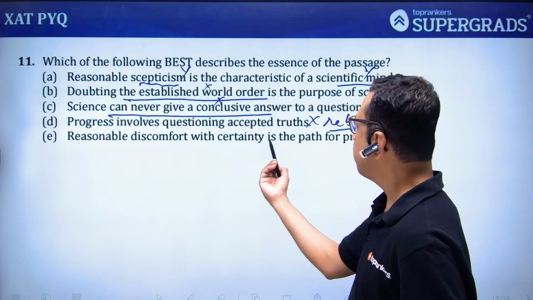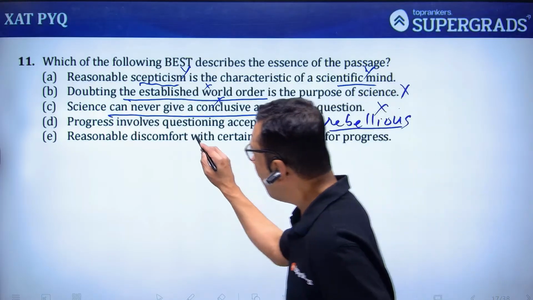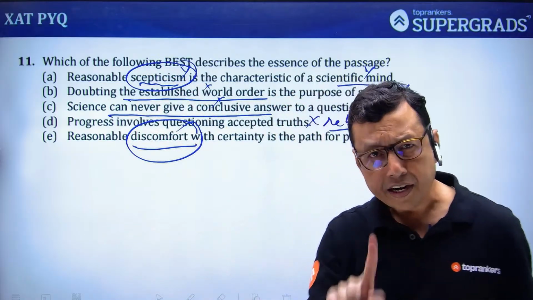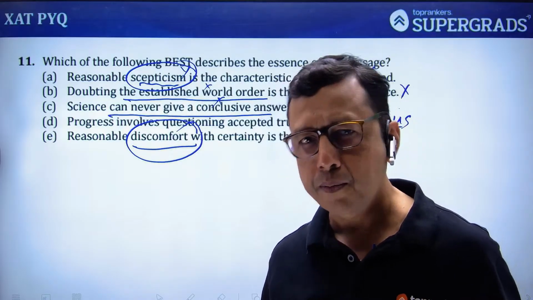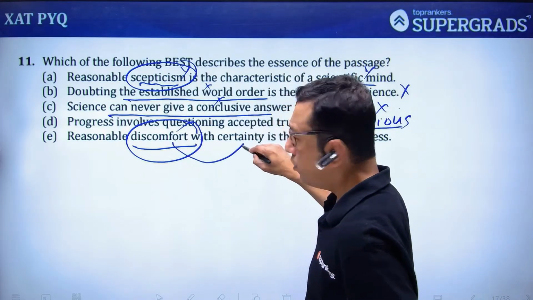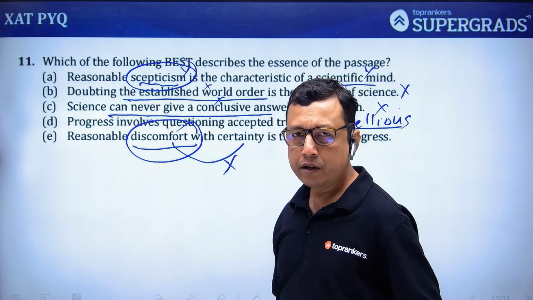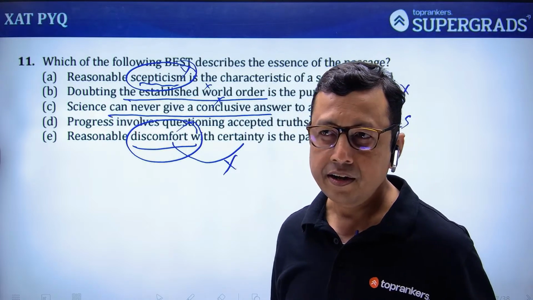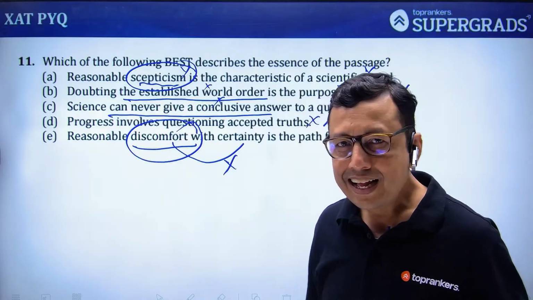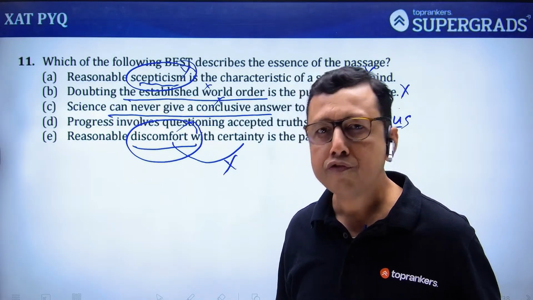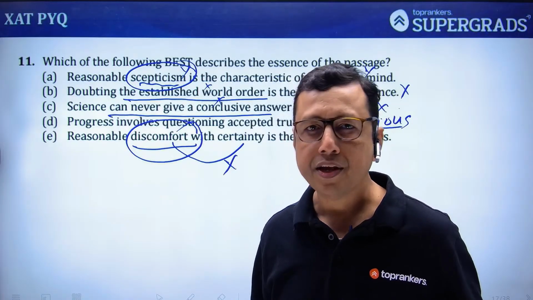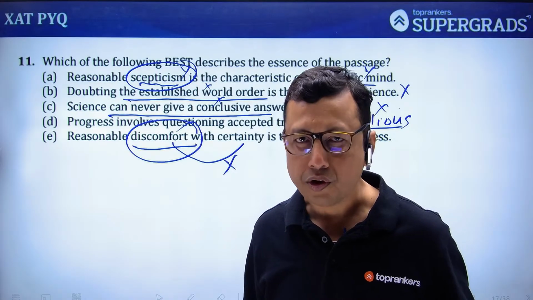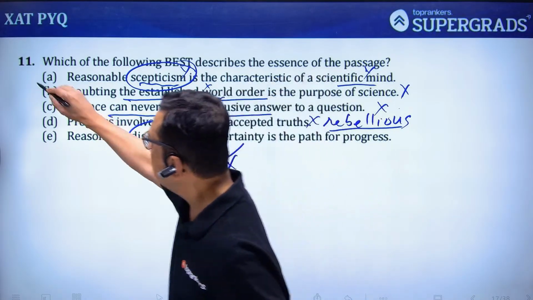Reasonable discomfort with certainty is the path for. Now the point is, does the passage talk about discomfort or does it talk about skepticism? That is how you should compare the options in the exam hall. Discomfort with certainty? No, definitely not. Whether it's reasonable or whatever, the passage doesn't talk about discomfort with certainty. It's saying you should make an allowance for uncertainty and should adopt a skeptical approach so that you can really know what the truth is and can make progress. So therefore, this option is gone. This is the correct option.